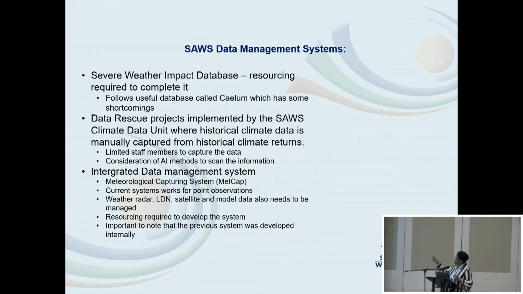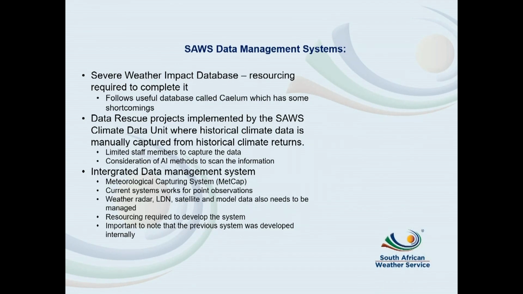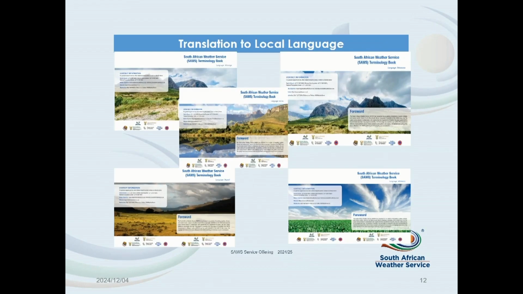The integrated data management system, you've seen our network. The current data management system that we have concentrates on point data, only on the observation data. But we want to go further and include all the data that we have in the organization in one data management system. So we will have your station data, your satellite data, your radar data, even your modeling data housed in one place so that it will be easy for us to work with the data. That is our integrated data management system.